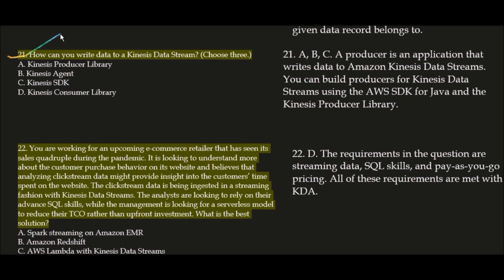Okay, next question. How can you write data to a Kinesis data stream? Choose any three. Option A, Kinesis Producer Library. Option B, Kinesis agent. Option C, Kinesis SDK. And option D is Kinesis Consumer Library. Correct answer here is option A, B and C respectively. Because a producer is an application that writes data to Amazon Kinesis Data Streams, you can build producers for Kinesis Data Streams using the AWS SDK for Java and the Kinesis Producer Library. Okay, so option A, B and C are correct here.